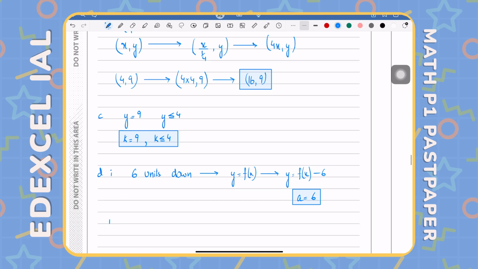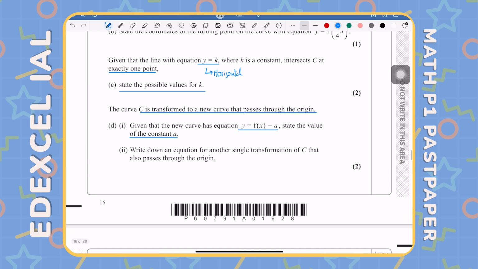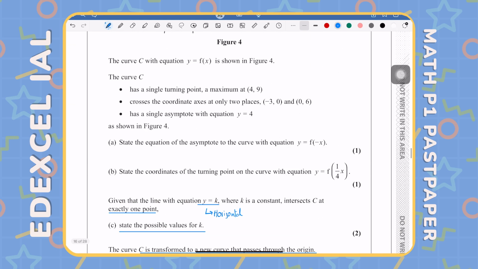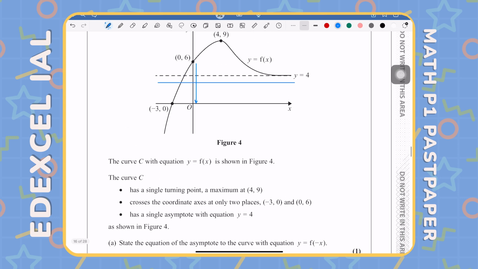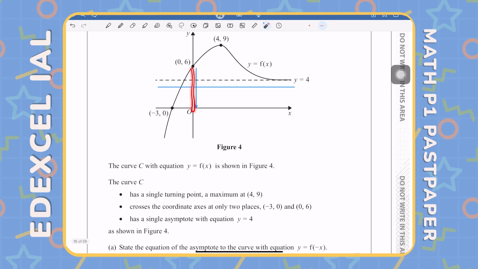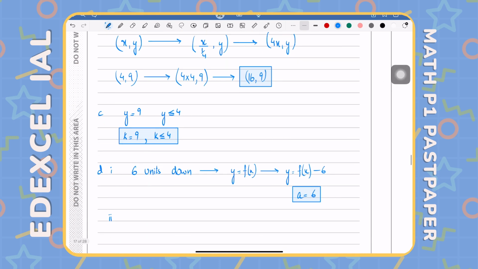Now let's have a look at part 2. Part 2 says, write down an equation for another single transformation of C that also passes through the origin. Okay, so one way to make sure that it passes through the origin is by translating it vertically. Another way to also make sure that it passes through the origin is by translating it horizontally. So what if I move it 3 units towards the right? Now, how do you make a curve move 3 units towards the right? You subtract 3 from x.